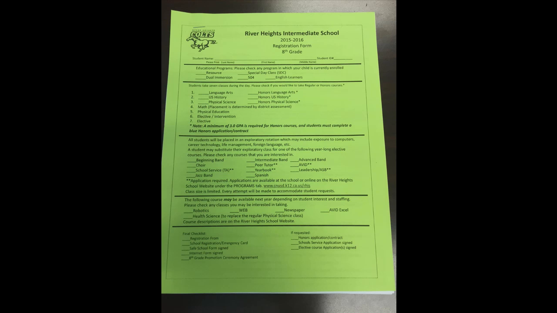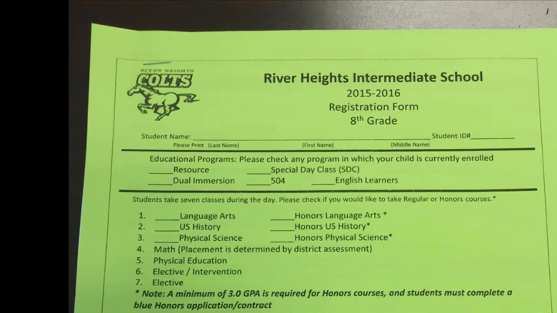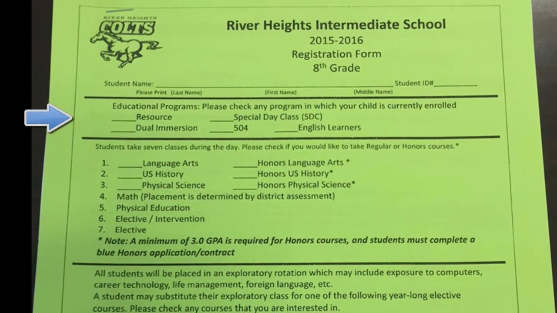All right, so we're going to start with that green sheet, the very front page. You are going to start at the top and put your last name, your first name, and your middle name, and then you're going to put your ID number. Don't forget your ID number. And then if you are part of any educational program, make sure you check one of those there.